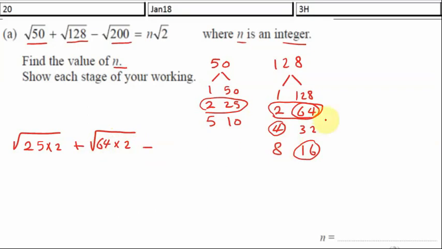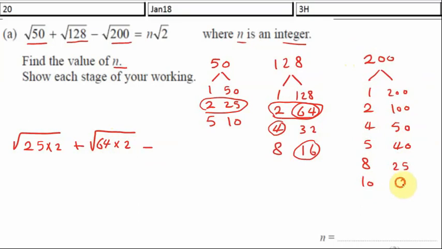Minus, now root of 200. So 200, we have factors already. 1 times 200, we have 2 times 100, we have 4 times 50, 5 times 40, and we have 8 times 25, and 10 times 20.